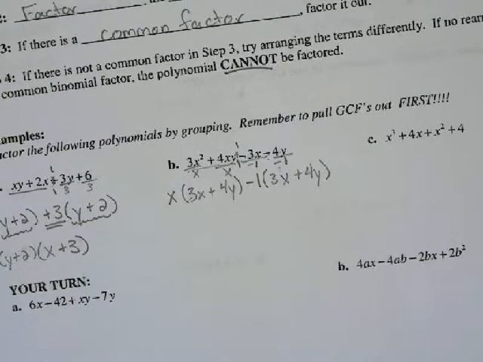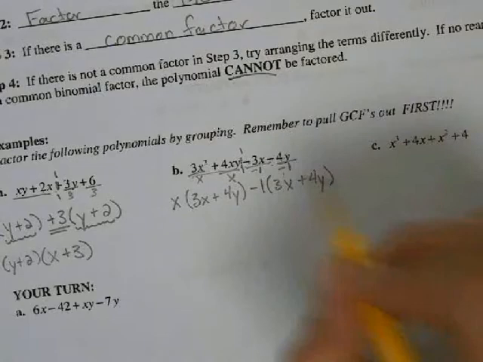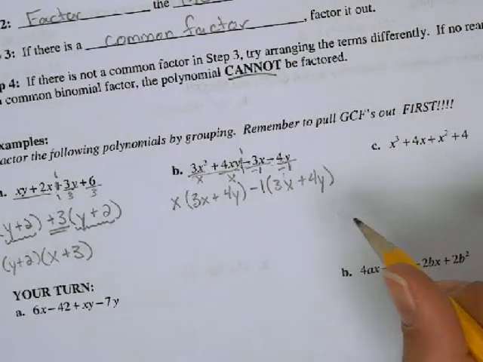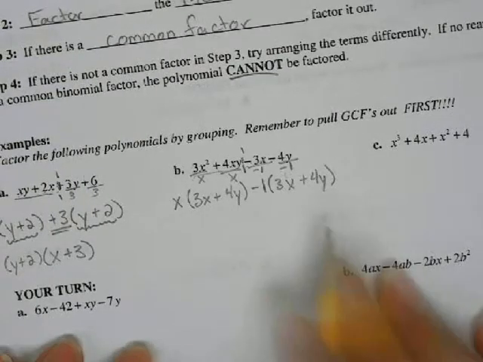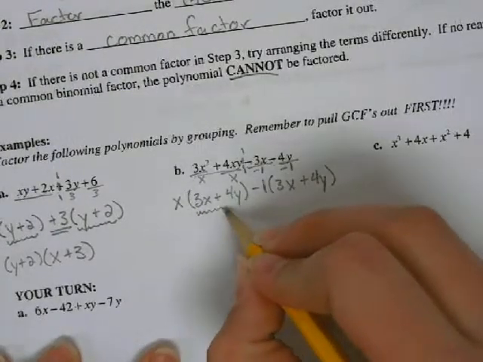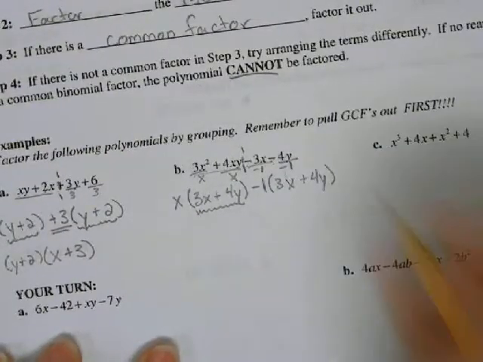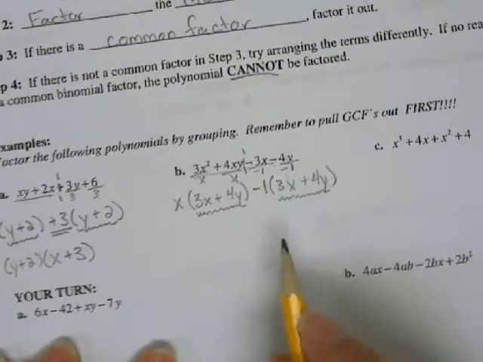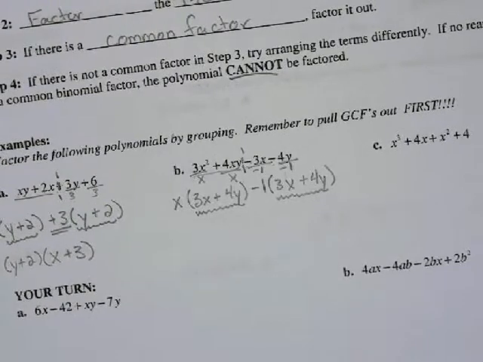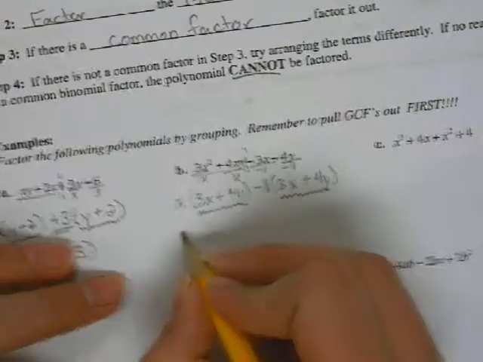Okay, so I can always use 1. That is always a possibility. By using 1, that allows me to set it up, because now if you look what we have, I've got this perfect little matching set. 3x plus 4y and 3x plus 4y. Again, they have to match perfectly. The signs can't be off or anything like that. They must be perfectly matched. So let's factor out our 3x plus 4y.